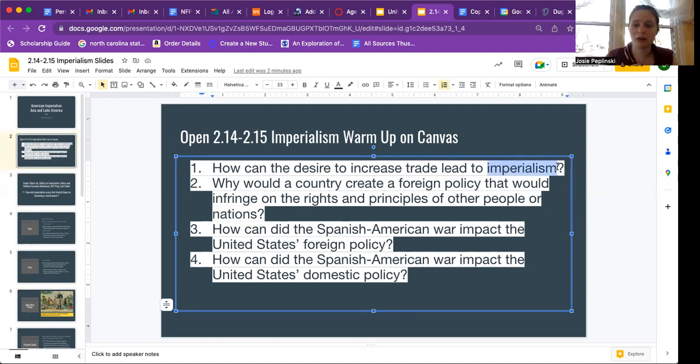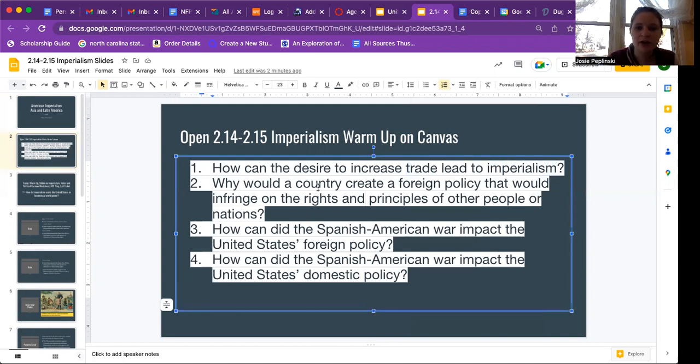So that can be physically conquering them, including overtaking the government structure, or it can just be them having a lot of control over that nation through social, political, and economic trade means.